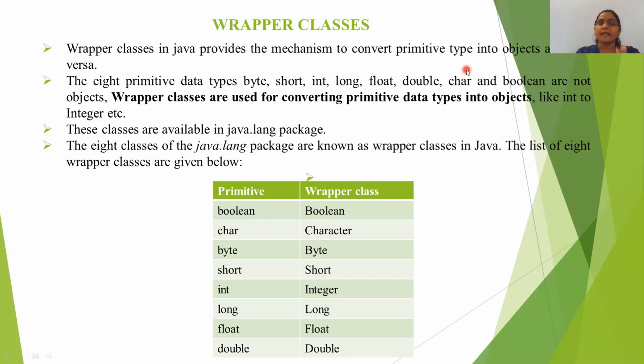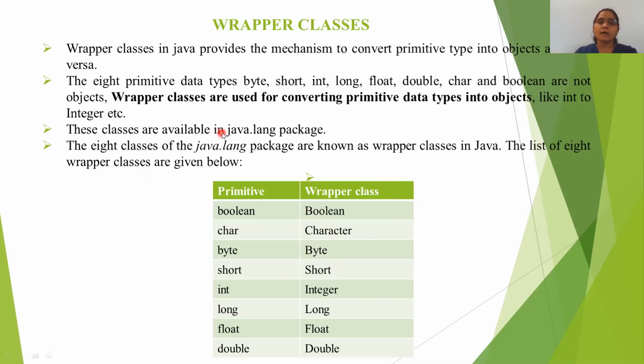In Java there are 8 primitive data types: byte, short, int, long, float, double, char, boolean. These are the various primitive data types, and the wrapper classes are used for converting these primitive data types into objects. The examples of these classes are Integer, Character, Float. All these are the wrapper classes.